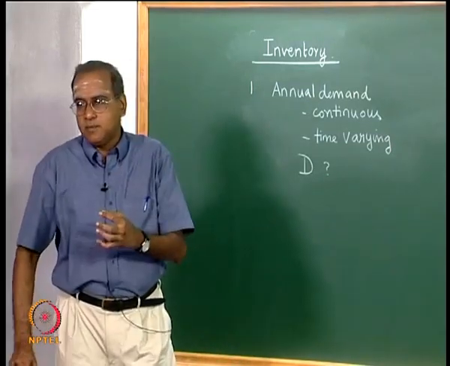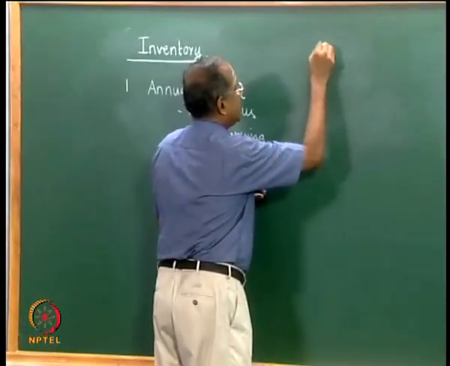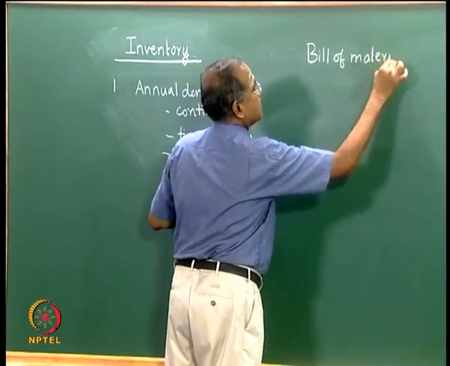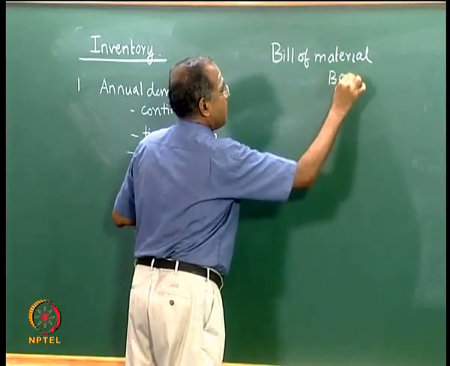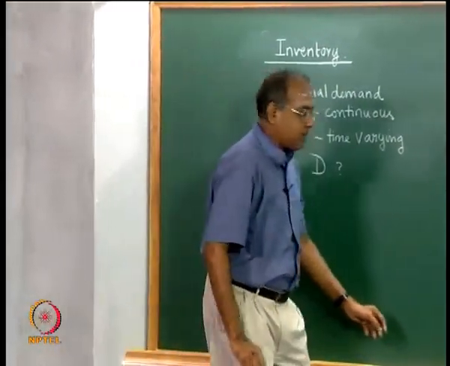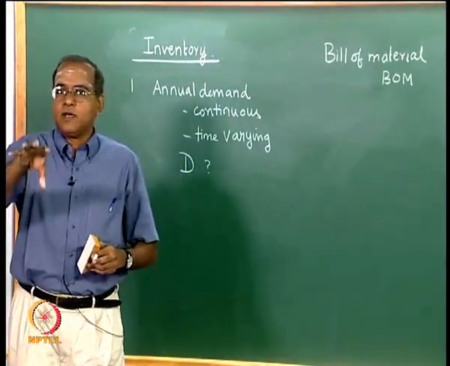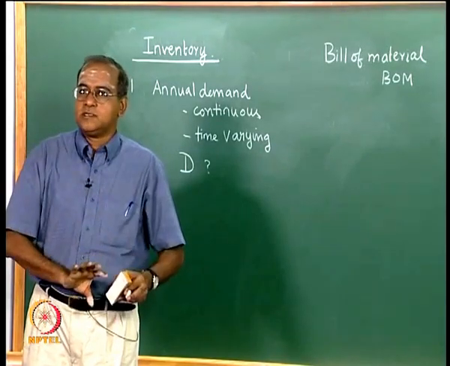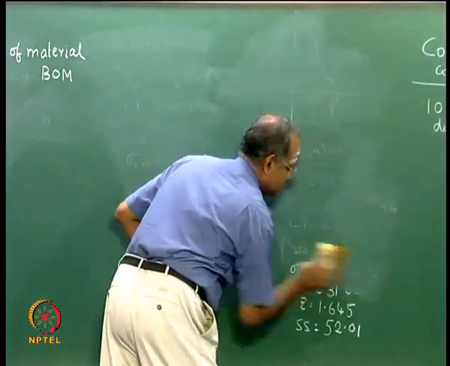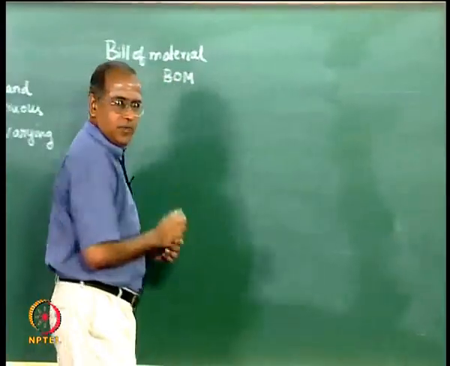So, there has to be a relationship between the product and the individual items, and that relationship is called the bill of materials, also called BOM. We use a simple schematic diagram to represent some ideas of bill of material and how we are able to move from the product-wise forecasted demand to item-wise demand. So, we use a simple schematic diagram.